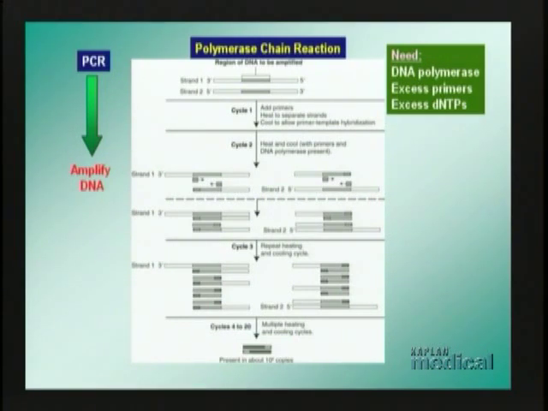And then lastly, because we're going to be making DNA in the PCR reaction, we need excess amounts of all 4 deoxynucleotide triphosphates, because DNA is going to be made. DNA polymerases need deoxy-ATP, deoxy-CTP, deoxy-GTP, and deoxy-TTP in excess amounts. So to amplify DNA, you need a DNA polymerase, excess amounts of primers, and excess amounts of deoxynucleotide triphosphates.